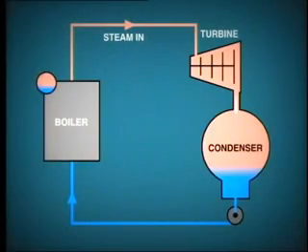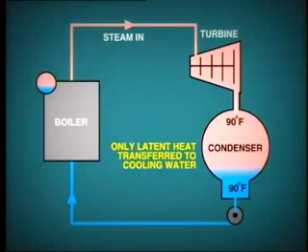The condensate collecting in the bottom of the condenser will ideally be at the same temperature as the steam exhausting from the turbine. In this situation, it is only the latent heat that is transferred from the steam to the condenser cooling water as the steam condenses.